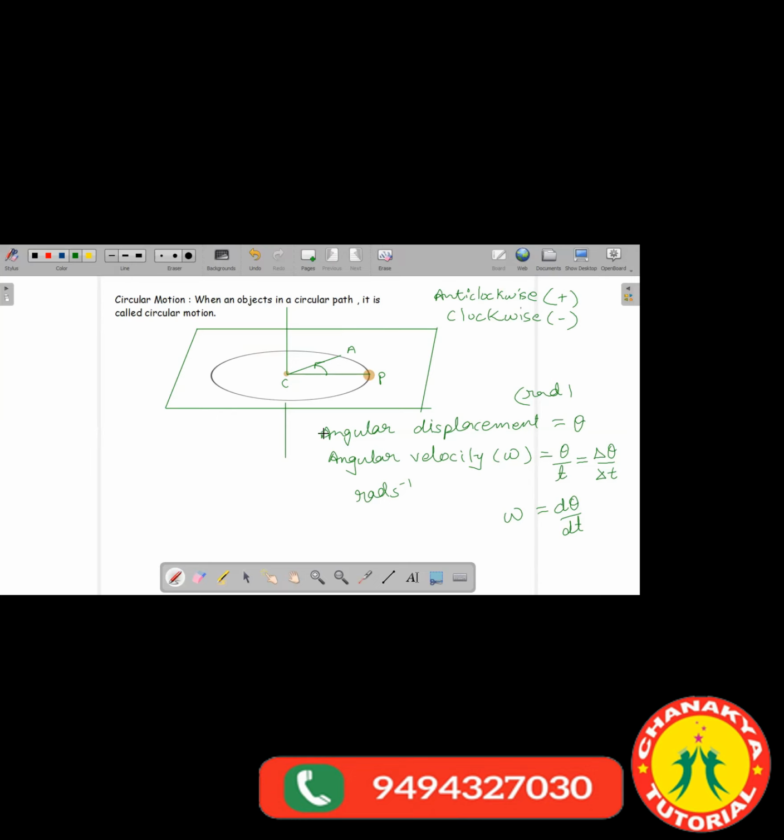Yes, sir. Okay. So see here, we were talking of the angular velocity. The angular velocity is given by the symbol omega. Its SI unit was radian per second. So we had found that out yesterday.